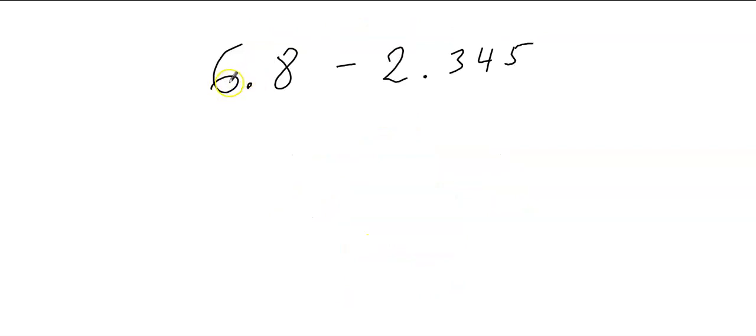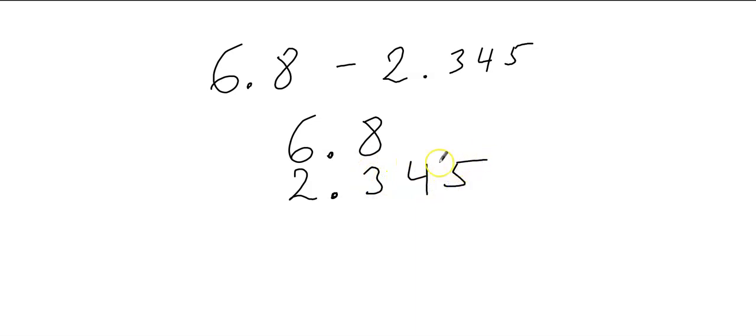Okay, here's our next problem. 6 and 8/10 minus 2 and 345 thousandths. Again, the decimals that we have here and here have to be underneath each other. So we have 6, decimal, 8, 2, decimal, 3, 4, 5. This is a subtraction problem, put that here. Our final answer has to have a decimal going straight down here.